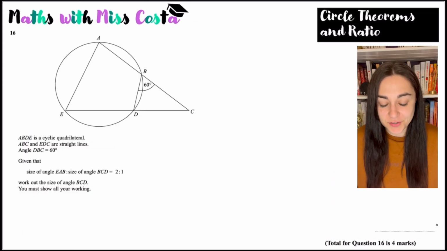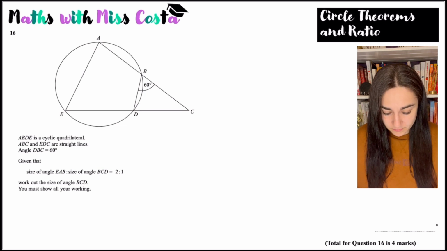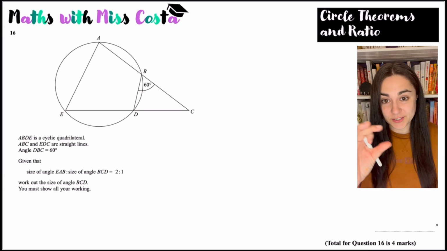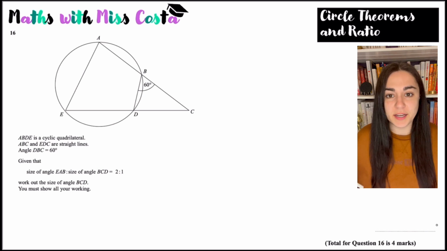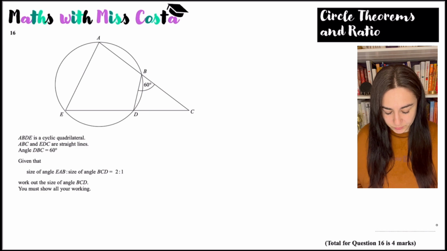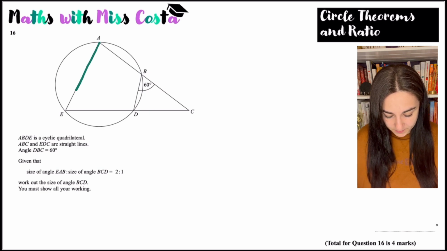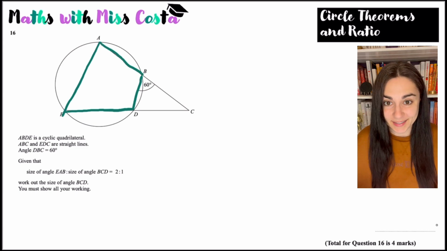Okay, so in this question I have been given a circle with a cyclic quadrilateral, and the whole weird shape forms a large triangle. So always try and visualize to yourself what shapes are actually formed, because that helps you later on. So first of all, I'm told that A, B, D, E is a cyclic quadrilateral, and that's important because if it's a cyclic quadrilateral, I can use the circle theorems.